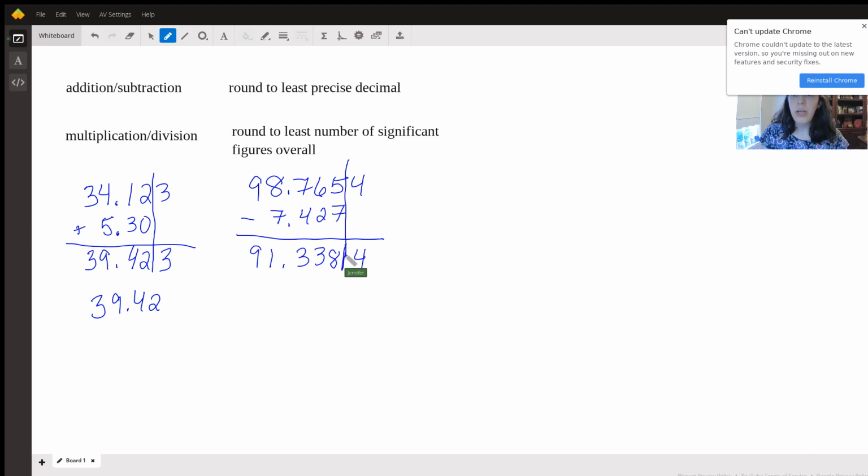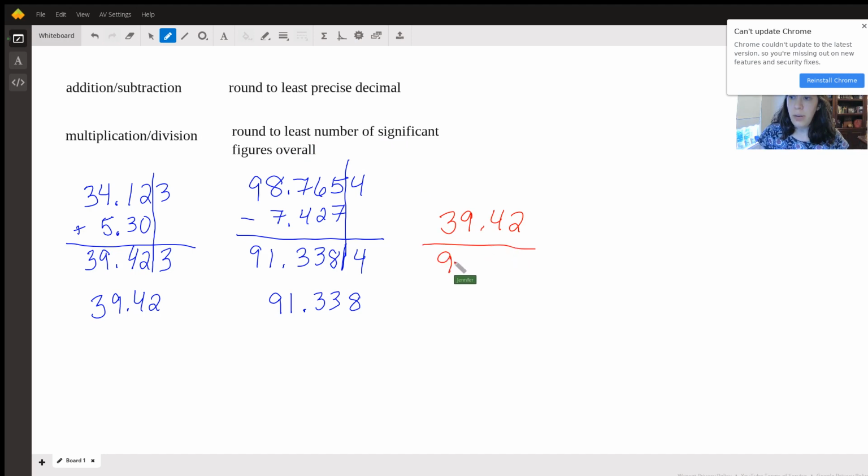But this is where I'm cutting off my rounding. It's below 5, so it doesn't round up. So this is going to be 91.338. So now that I've done the parts that are in parentheses, now I can do the overall division problem. In multiplication and division, we're not looking at place value this time. We're looking at just the overall number of significant figures.